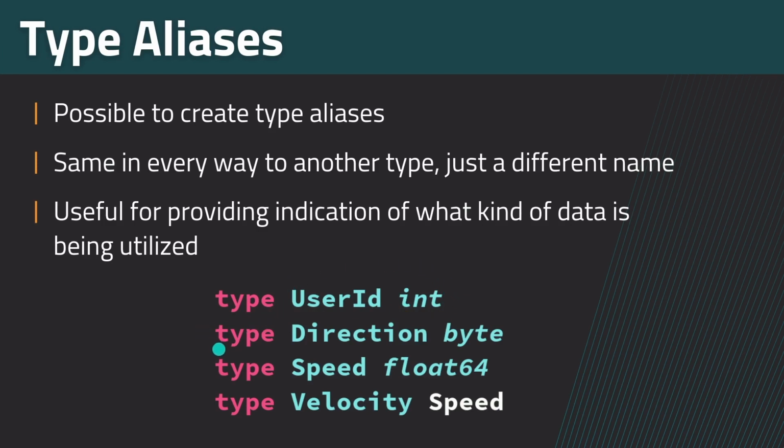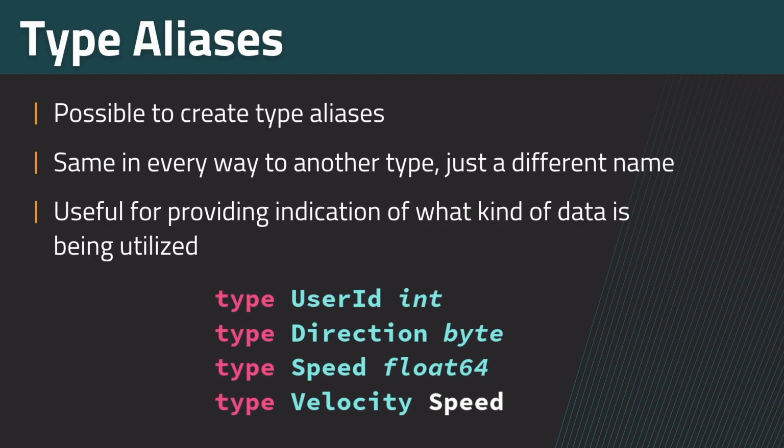So here on the second line, we're creating a new type alias. We're calling it direction, and we're assigning it the byte type. For the third one, we have the speed alias, and that's going to be a float64. And you can have type aliases on top of type aliases. So on this last one, we create a new type alias, we name it velocity, and we set it to be the type of speed. And we know a speed is a float64, so here the velocity is actually a float64.